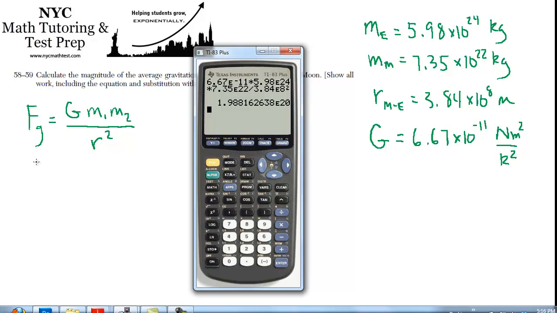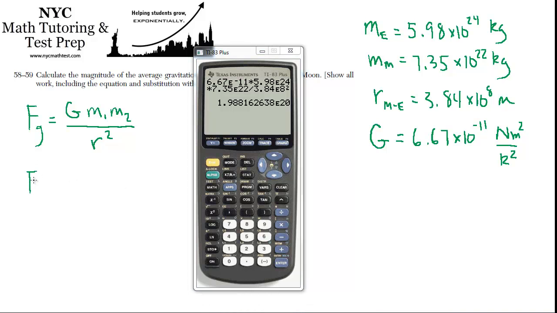And we get the force equals 1.99 times 10 to the 20th.